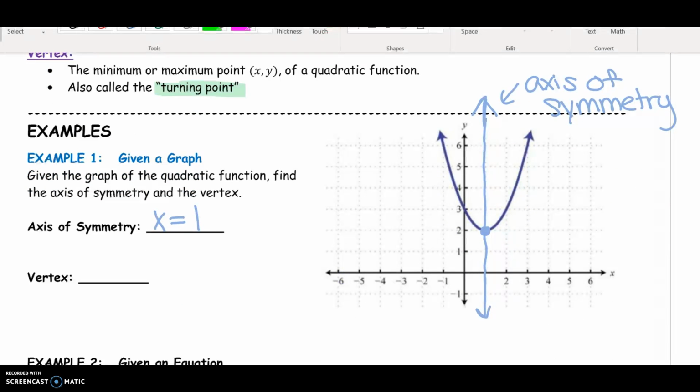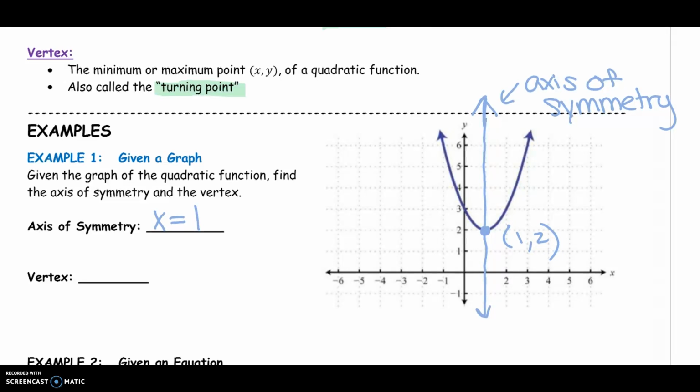Okay, so now we're going to write the ordered pair that represents the vertex. Our vertex is always written as an ordered pair. So if I take a look at the turning point or the vertex here, I know the coordinates are 1, 2. And again, notice that the x-coordinate of the vertex is the same thing as the equation of the axis of symmetry.